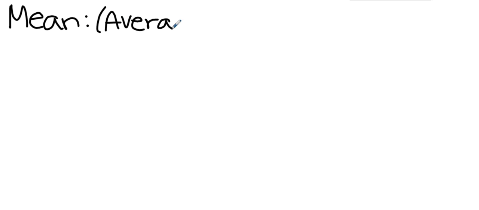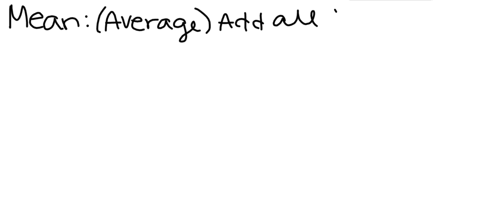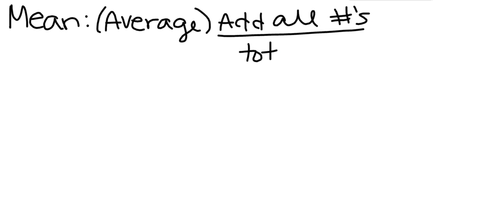The first one is mean. Mean is also known as average. You might have heard average, but basically what this is, you add up all the numbers and then you divide by the total. And we'll see that in a minute.